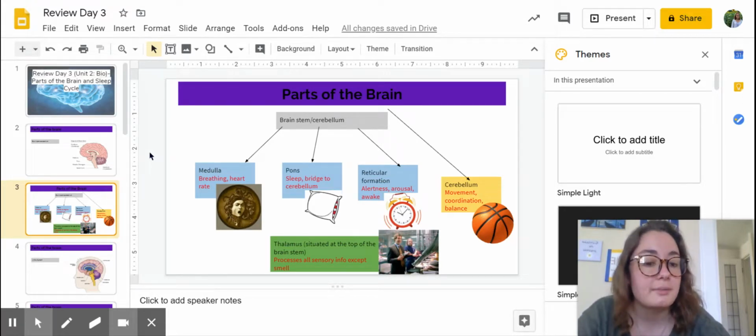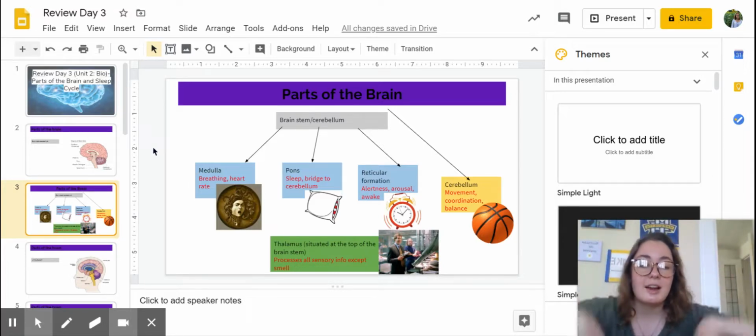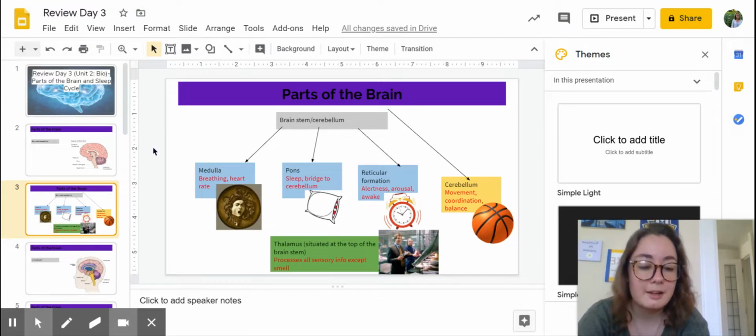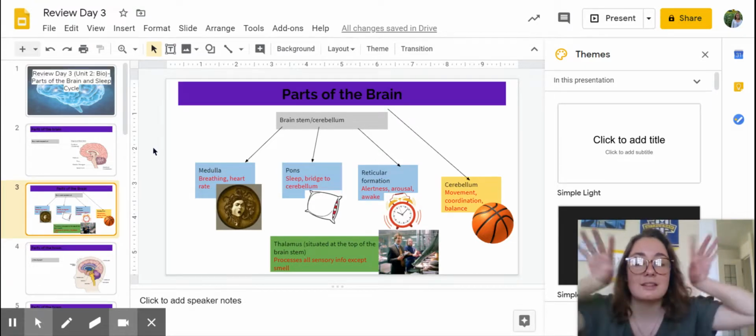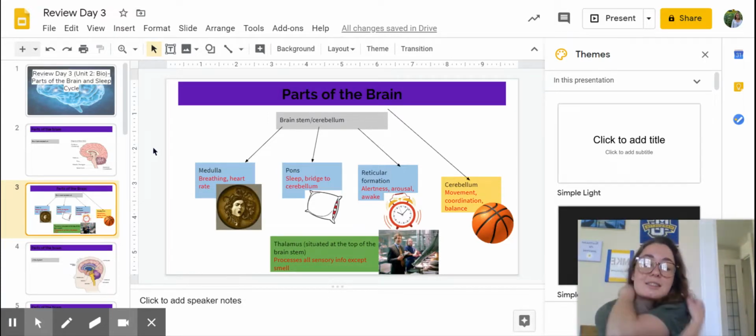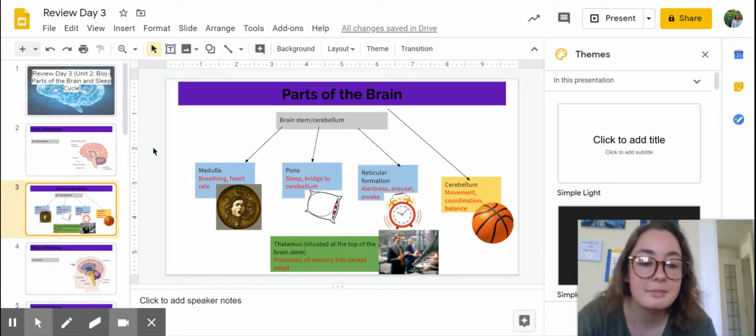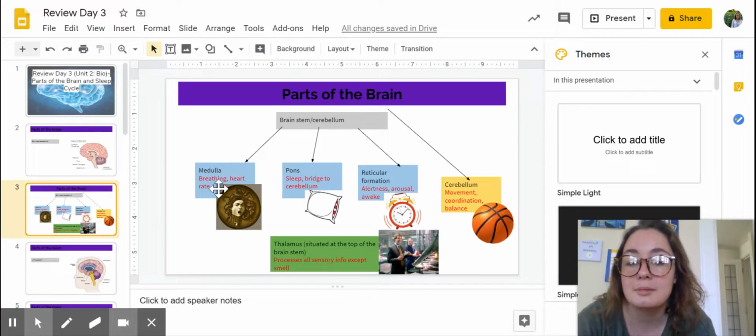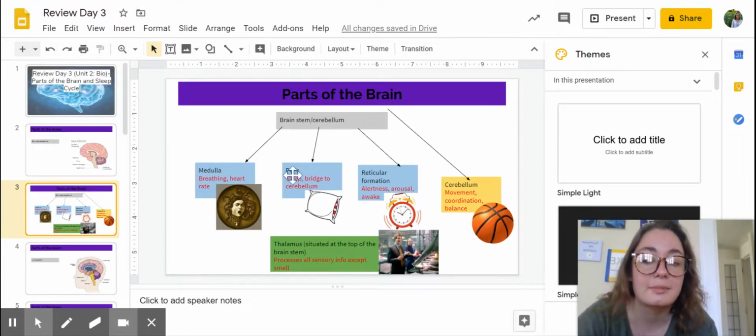Big one is breathing, and the easiest way that I think to remember that is through Medusa, if you know her from Greek mythology. She's the one who had snakes for hair, and she would essentially turn people to stone. And if you're turned to stone, you can't breathe. Or you can think that she has the snakes coming out of her hair, and then the snakes can choke you, and you can't breathe. Anyway, again, medulla, Medusa, breathing.